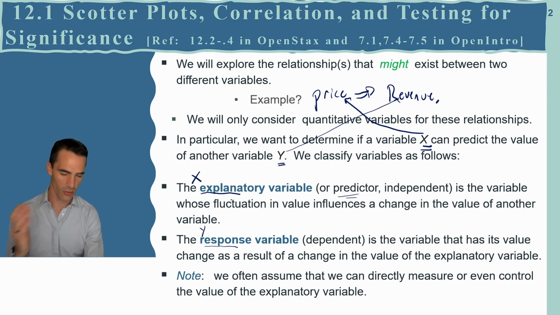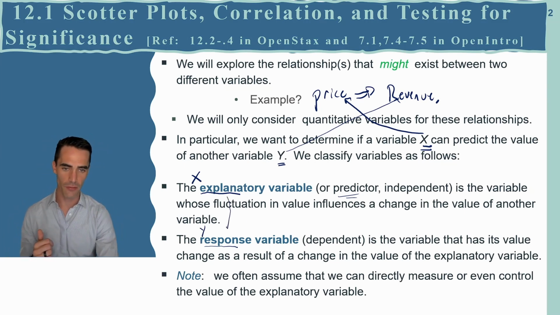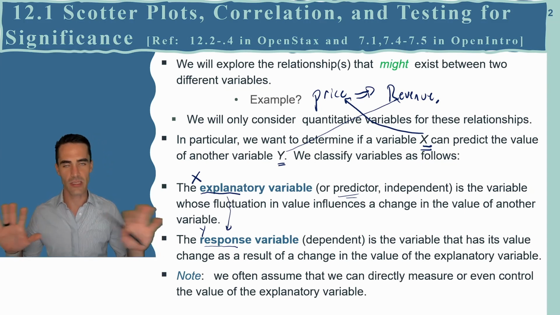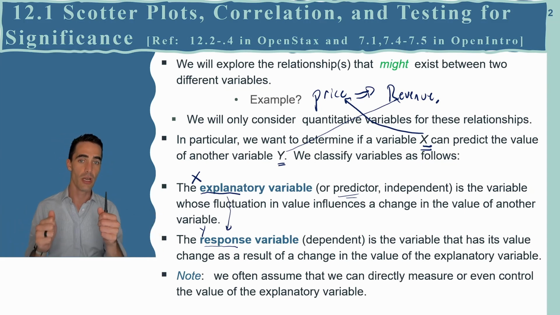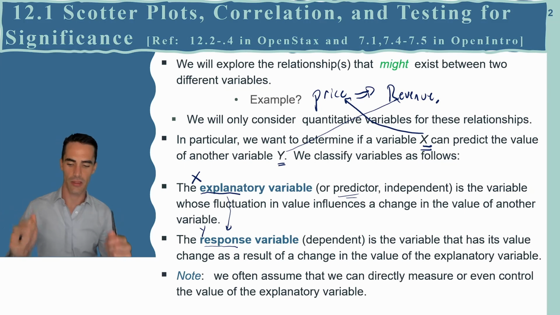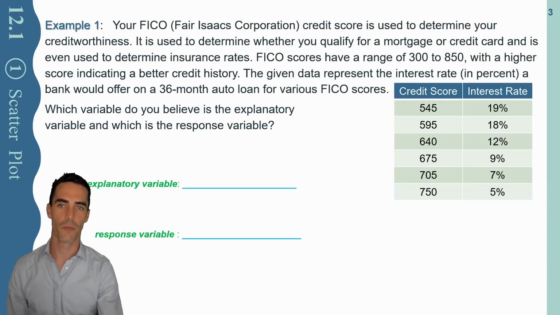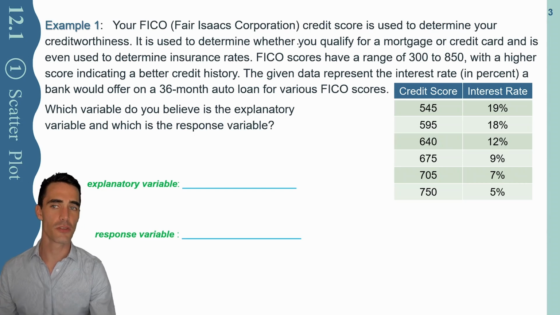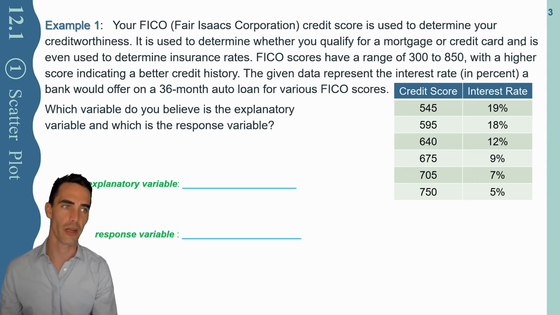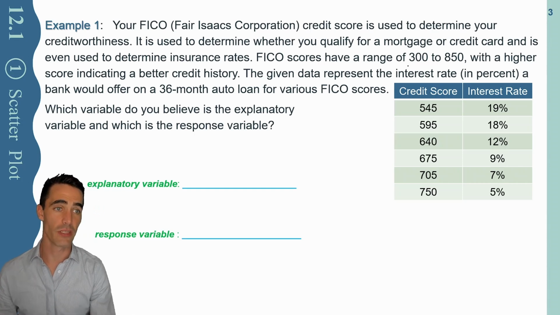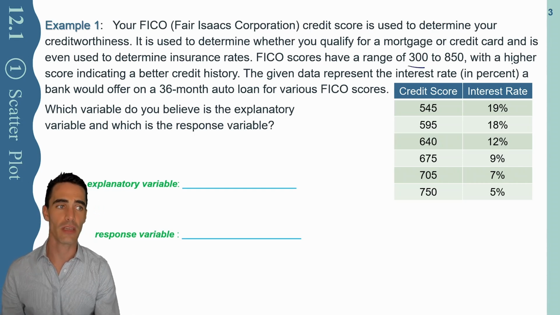The explanatory variable, called X, comes first, and it should influence or at least be a good predictor of that response variable. Again, doesn't necessarily mean there's causation between these two, but just that one helps predict the other. Let's see some examples. First example, your FICO credit score is used to determine your credit worthiness. It is used to determine whether you qualify for a mortgage or credit card, and is even used to determine insurance rates. FICO scores have a range of 300 to 850, with a higher score indicating a better credit history.